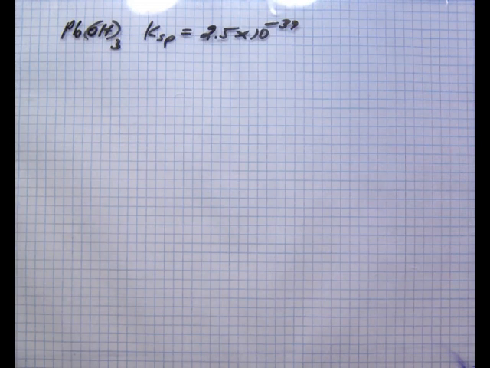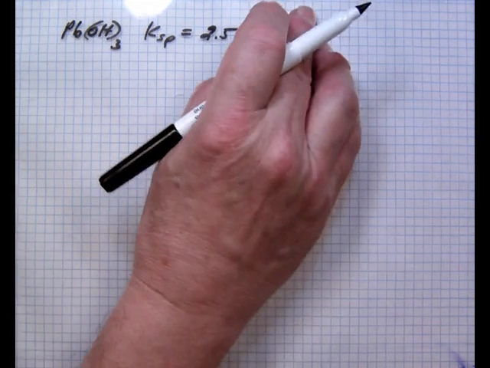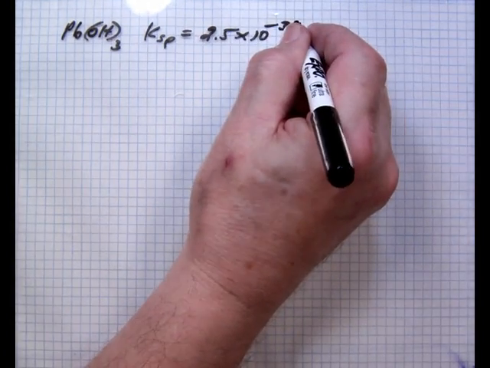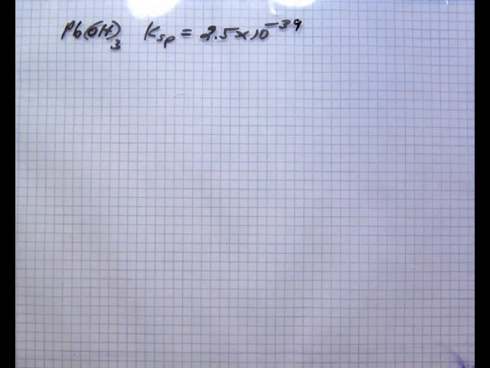Let's look at lead hydroxide. It has a Ksp value of 2.5 times 10 to the minus 39. Might as well make it look like a 9. 39. Thank you very much. It's going into solution. 10 to the minus 39 for a K value. Not much, as you would expect.